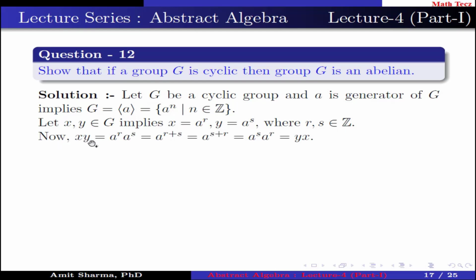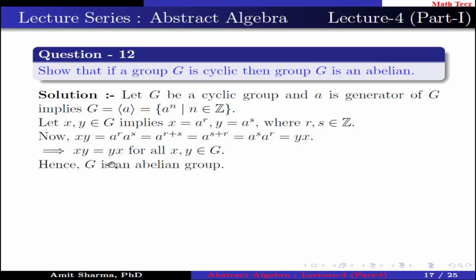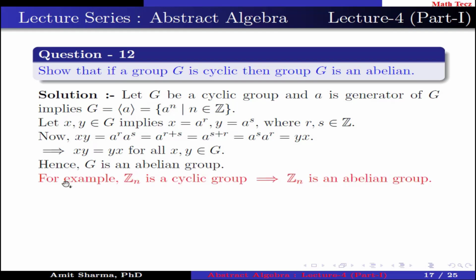Now x into y equal to A to the power r into A to the power s, which is further written as A to the power r plus s, which is equal to A to the power s plus r, which is equal to A to the power s into A to the power r, which is further written as y into x, implies xy equal to yx for all x comma y belong to G. Hence, G is an abelian group. For example, Zn is a cyclic group, implies Zn is an abelian group.